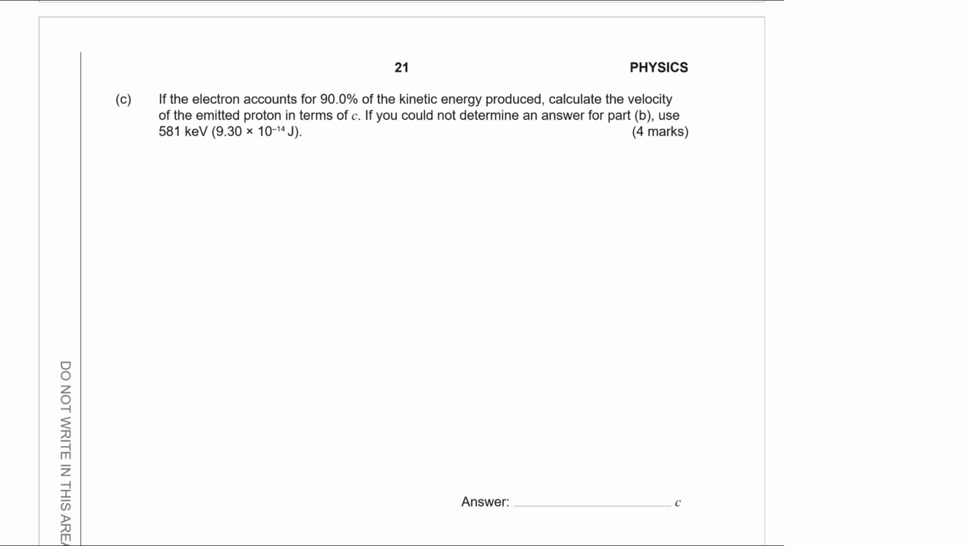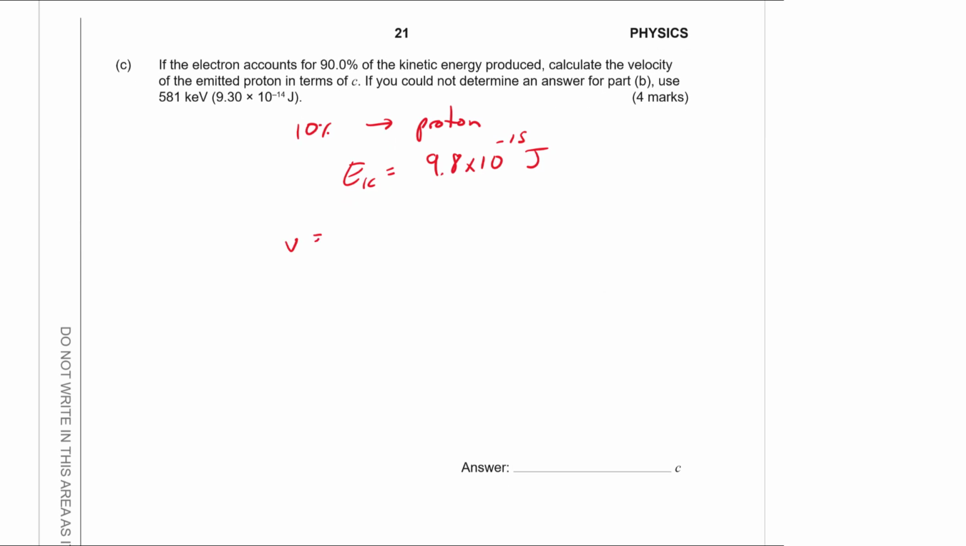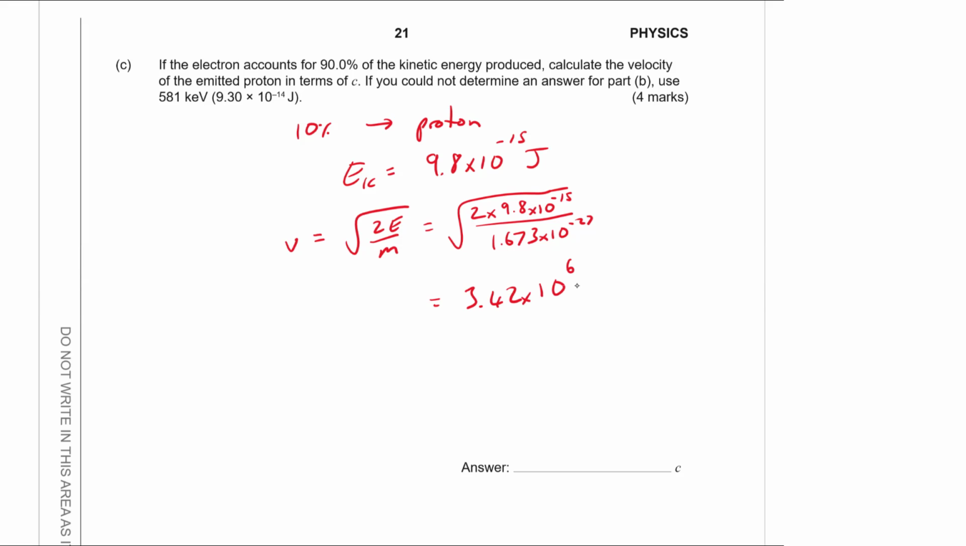Okay, so part C, if the electron accounts for 90% of that kinetic energy, calculate the velocity of the proton. So it's a little bit tricky in the wording there, but what that means is that 10% of the above energy is given to the proton. And if that's the case, that means the proton's energy is going to be the 9.8 times 10 to the -15 joules. So I'm going to do it in joules because you're going to use everyone's favorite equation again, v equals the square root of 2E on m, except in this case, m is going to be the mass of a proton. And you should get 3.42 times 10 to the 6 meters per second.